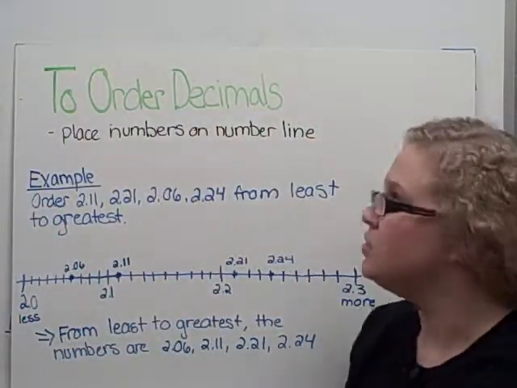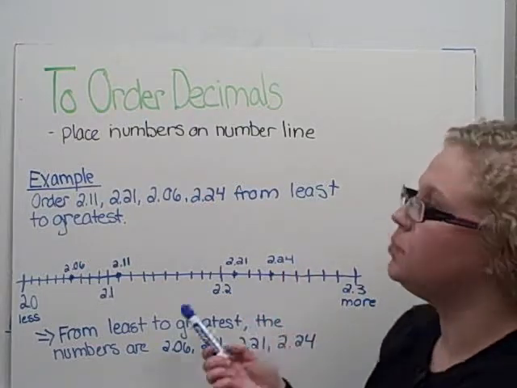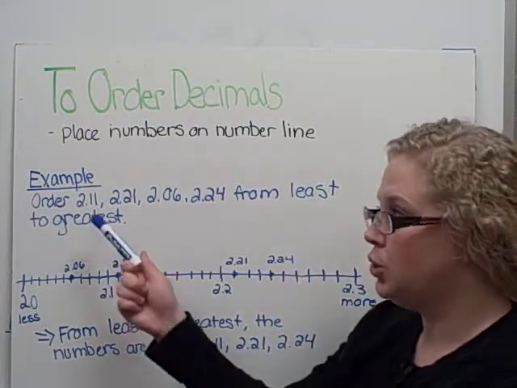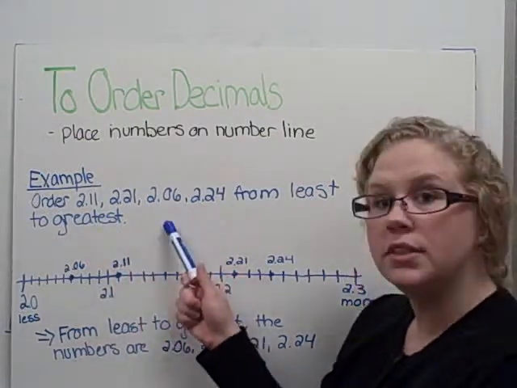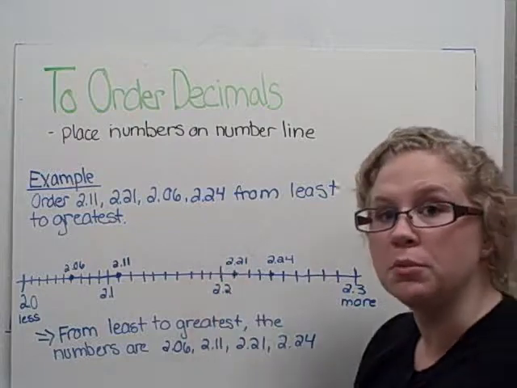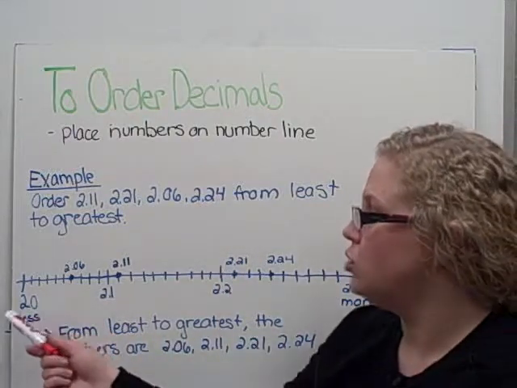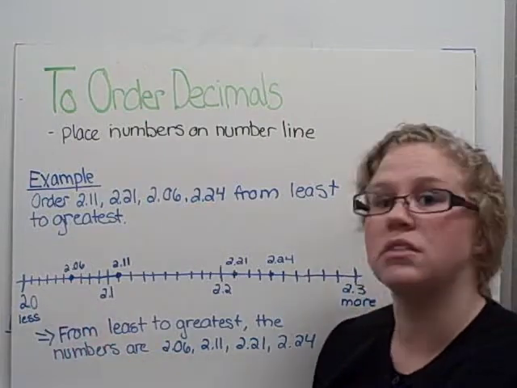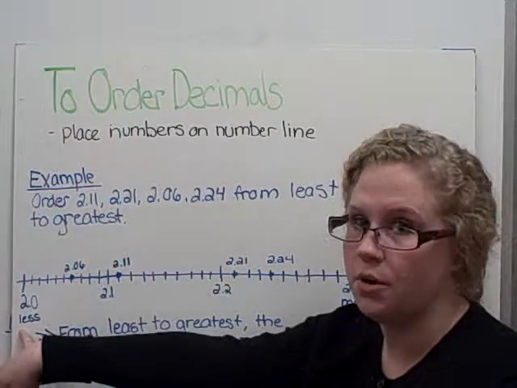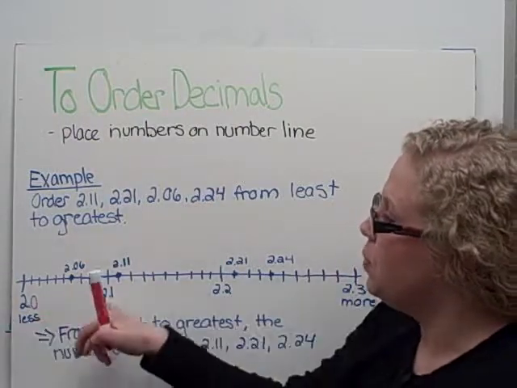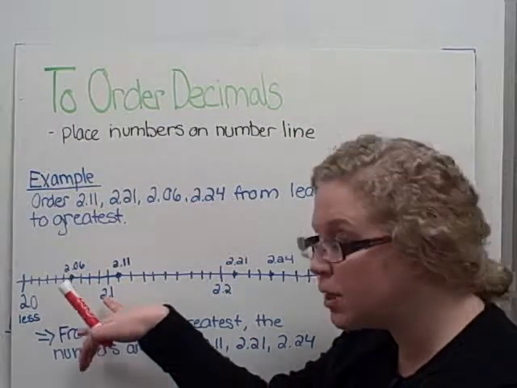To order decimals, we place numbers on a number line. So in our first example here, we want to order 2.11, 2.21, 2.06, and 2.24 from least to greatest. So we make our number line, and 2 and 0 tenths, 0 hundredths is going to be 2.0, where we're going to start. Then we put our tenths place in here. So 2.1 is our first tenths place.